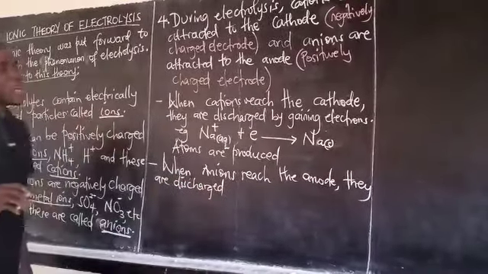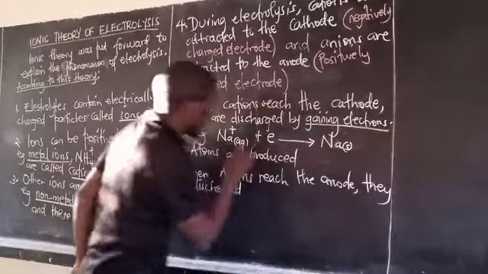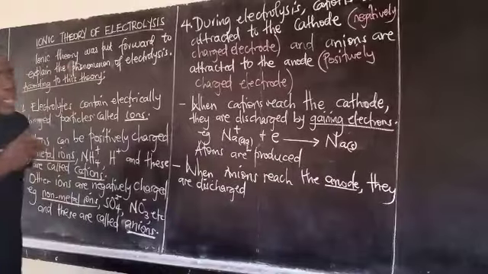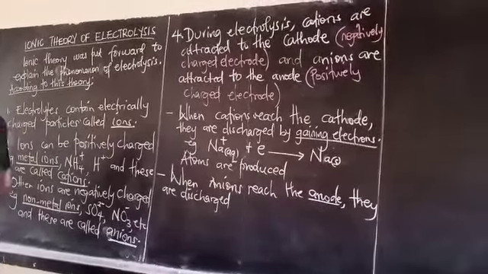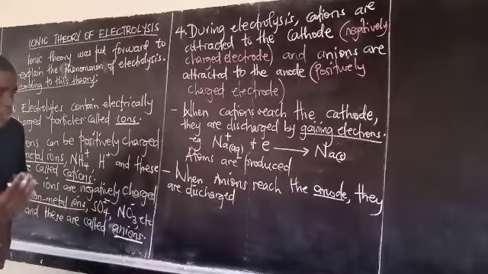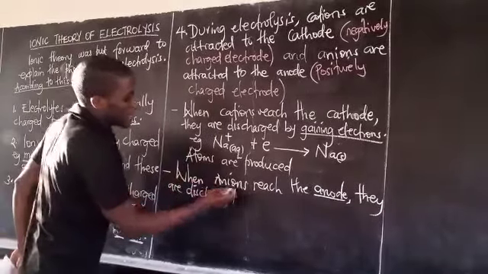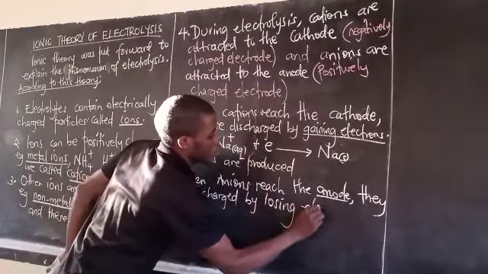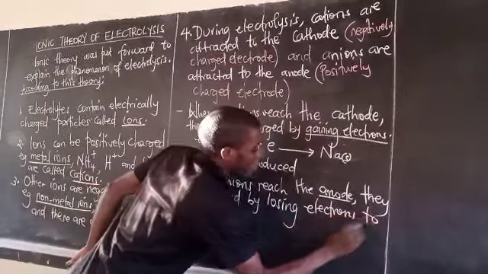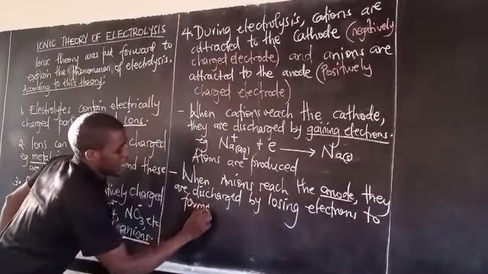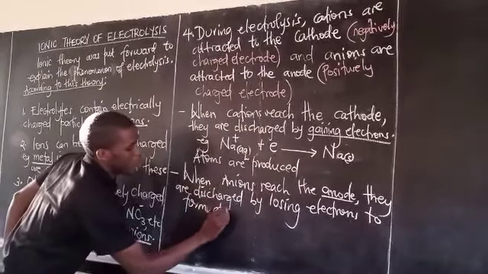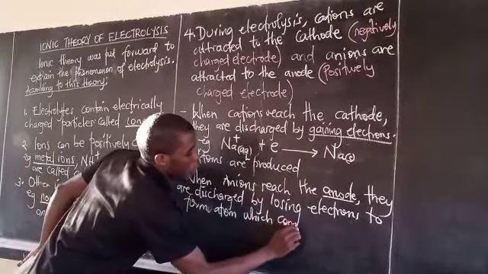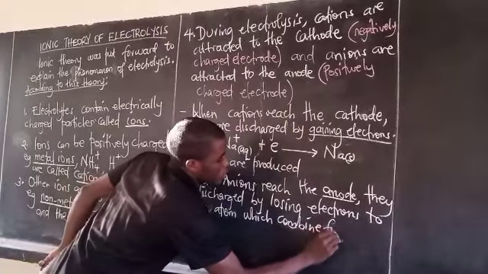And in this case, since here they were discharged by gaining electrons, remember the anode is positively charged and indicates that there are no electrons. Instead, there is a deficiency of electrons. So the anion will be discharged by losing electrons to form atoms. But these atoms are unstable. They combine to form molecules.